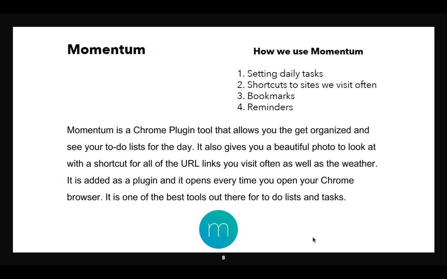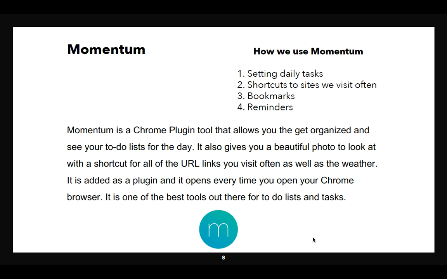The next tool is Momentum. Momentum is a Google Chrome plugin that allows you to create a to-do list. So how we use Momentum is setting daily tasks, shortcuts to websites that we visit the most often, bookmarks, and reminders. And this tool has definitely helped not only myself with the busy schedule that I have, but also the team members, because using Momentum, it allows you to have all of your links in one place. It allows you to have your to-do list in one place.